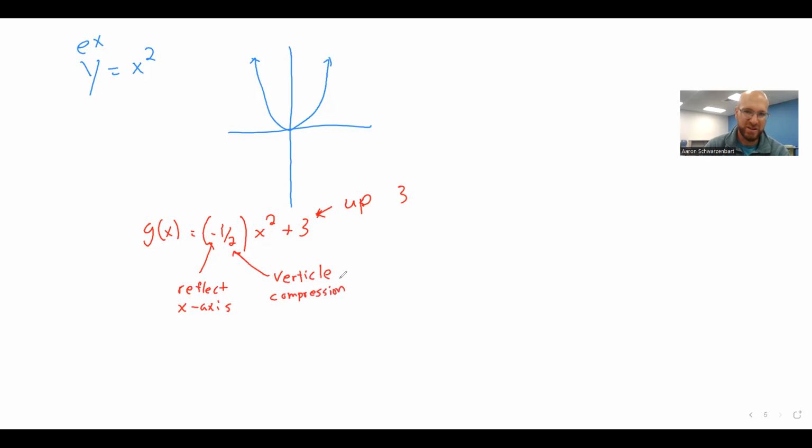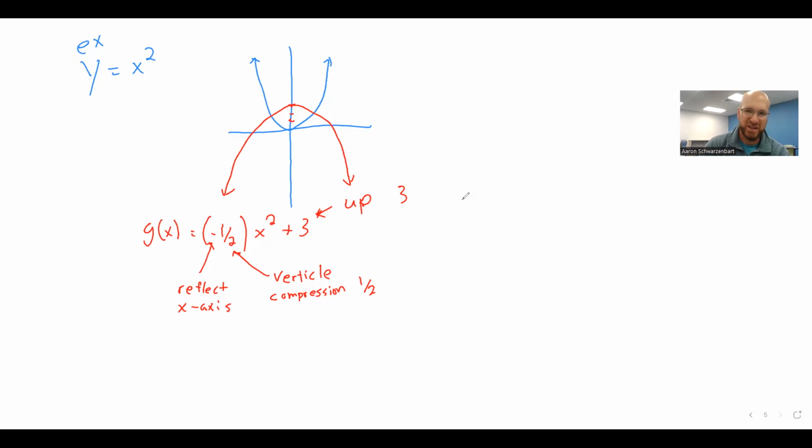So what I need to see when I see this graph is going to be that you've gone up 3. It opens down, and it should look wider. I'm not focused on how specifically wider, but it should look wider than the basic one. Okay? That is good enough. That would get you full credit.